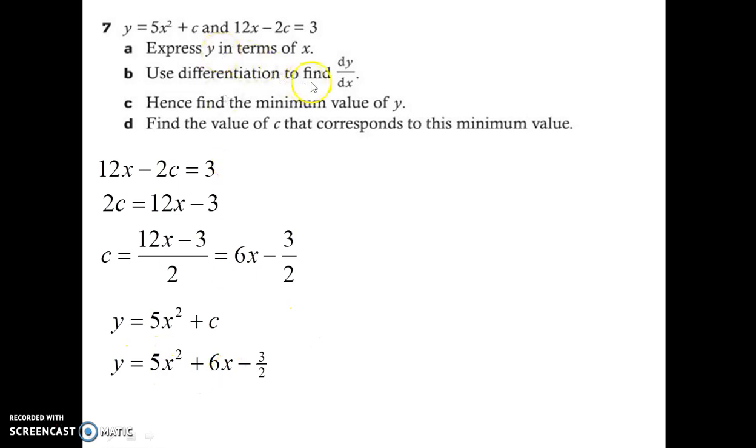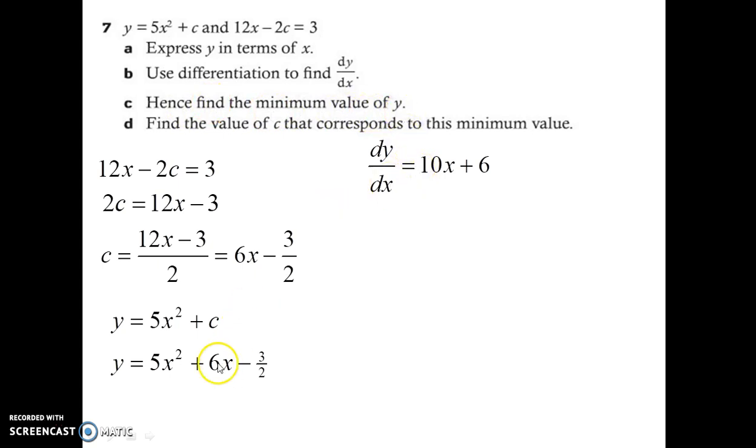Part B says use differentiation to find dy/dx. So now we're going to take this function and take the derivative. So dy/dx is that. Let's take a look at that. That 2 dropped down, made a 10. This x has a power of 1. That 1 drops down, makes a 1, and then the x is gone. So 10x plus 6. And this number is gone, right? 10x plus 6.